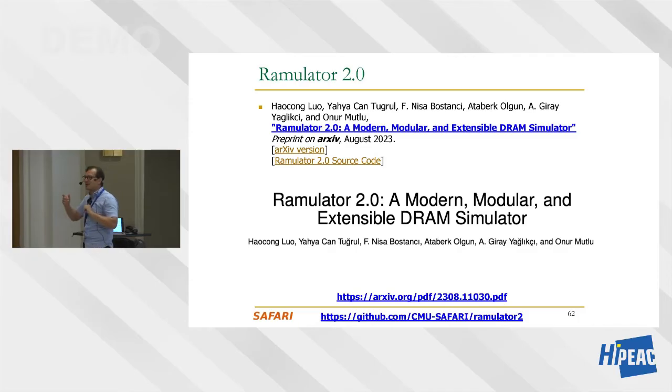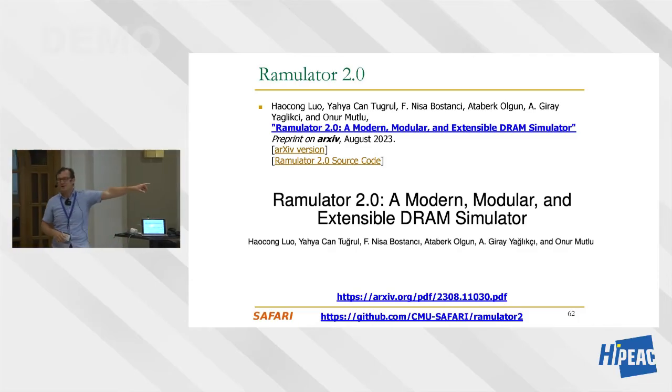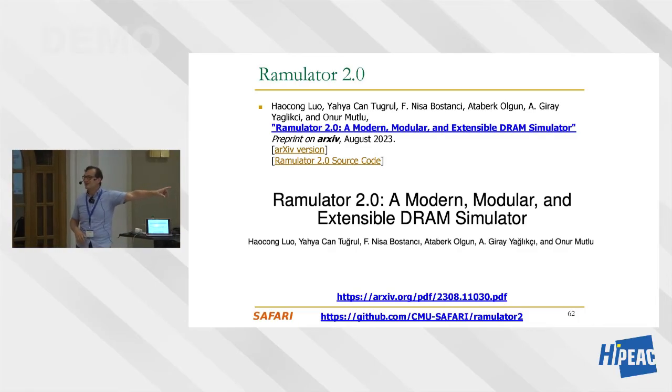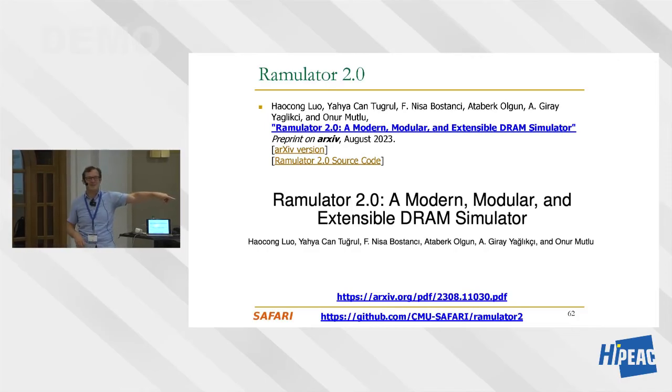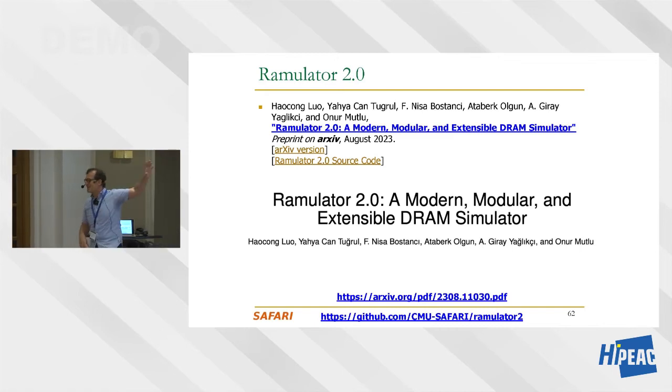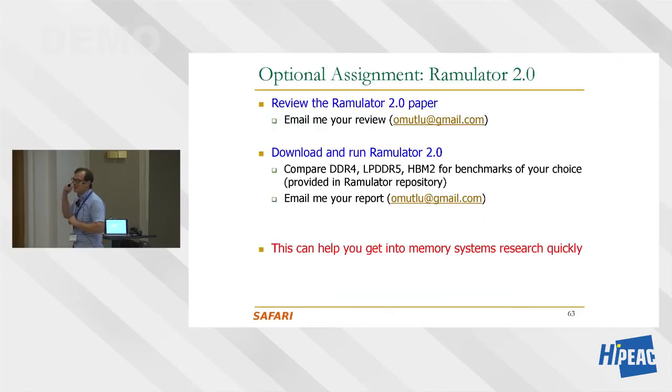And in fact, I should make an anecdote over here. The first author of this paper, who is my PhD student now, took this course in 2018, and he was a bachelor student who took this course. So he got very interested in memory systems technology, and he came up with Ramulator 2.0, I should say.